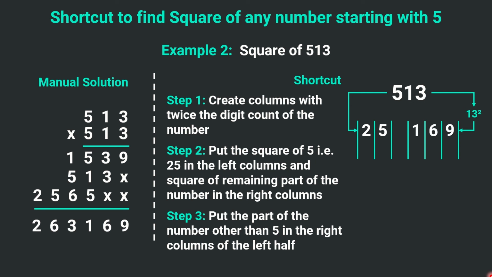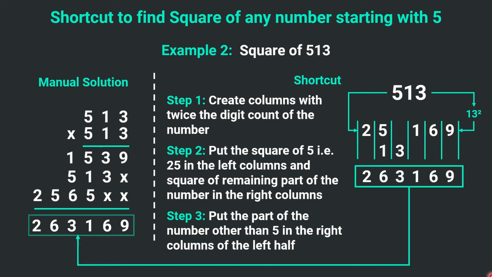Now in the third step, we have to put the other part, which is 13, in the right column of the left half. These 3 columns are the left half of our columns. So we will put 13 in the right like this. Now all you have to do is to add these numbers according to their columns, which will make it 263,169, which is the same answer that we got through the manual calculation.